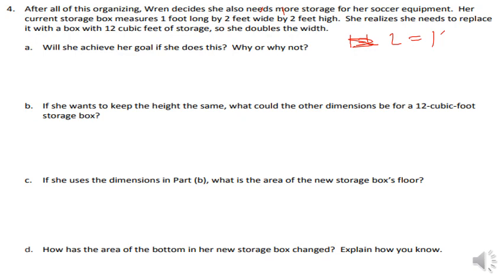Now the width is 2 feet, but it says she's going to double the width. So it was 2, so now we're going to make the width 4 feet and 2 feet high. So the height is going to remain 2. So they have 1 times 4 times 2, which 1 times 4 is 4, 4 times 2 is 8. So there's going to be 8 feet cubed.